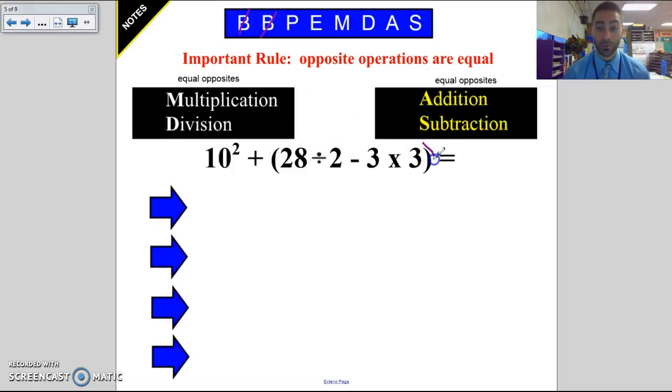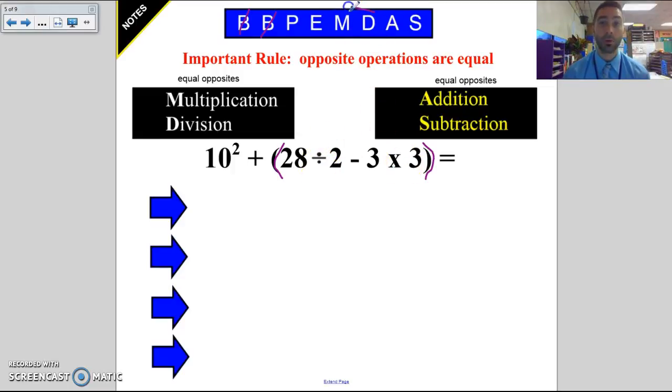So, obviously right here, parentheses, parentheses. So that means I have to look inside my parentheses first. That's the first thing I have to do. Then I look for exponents now inside the parentheses. Do I have any? No, I do not. Do I have any multiplication or division inside the parentheses? Yes, I do. I have multiplication and division.